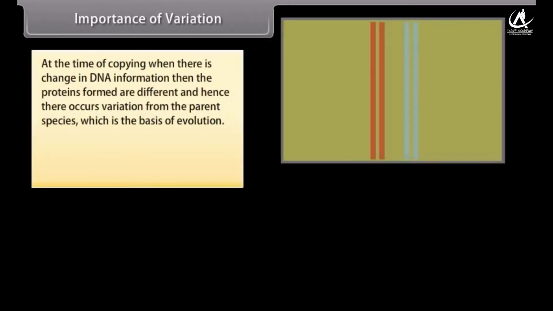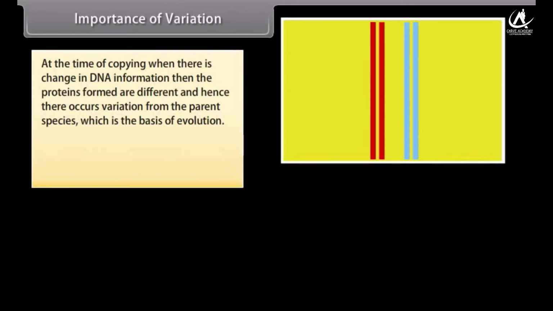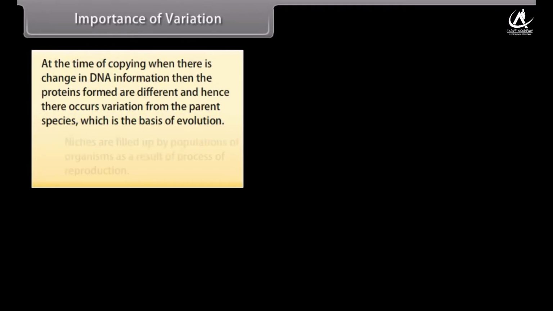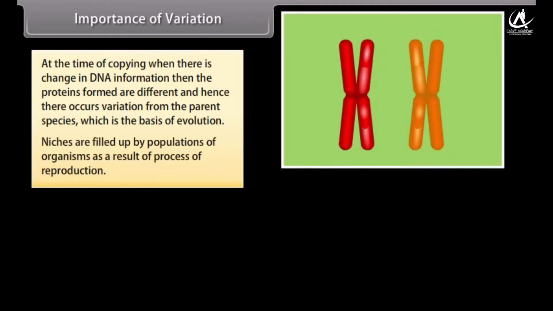Importance of variation. At the time of copying, when there is a change in DNA information, the proteins formed are different, and hence there occurs variation from the parent species, which is the basis of evolution. Niches are filled up by populations of organisms as a result of the process of reproduction.